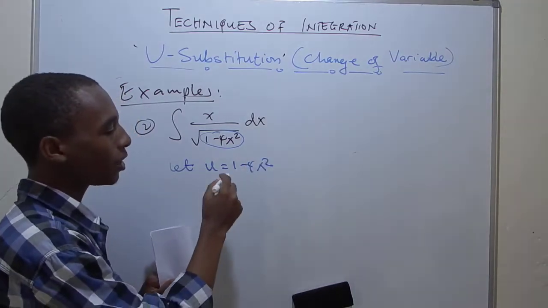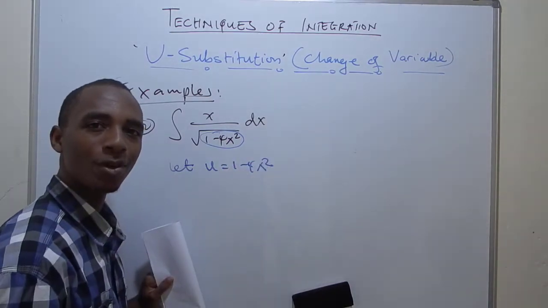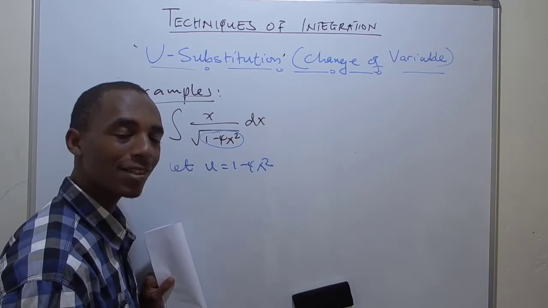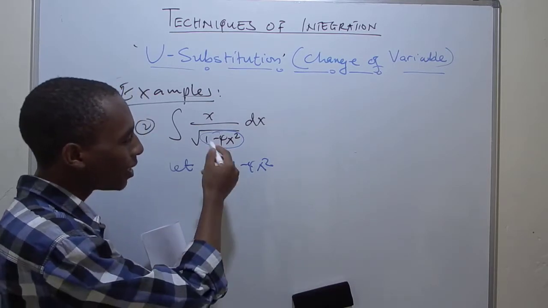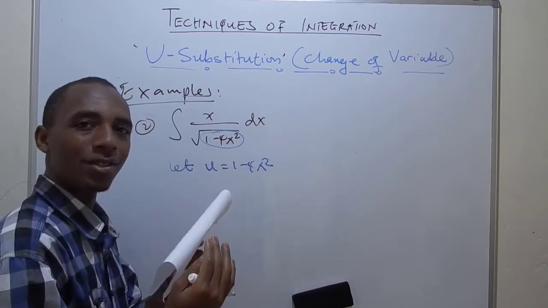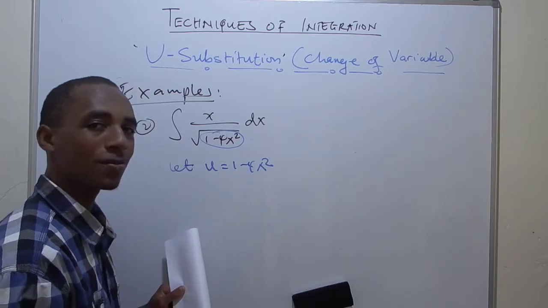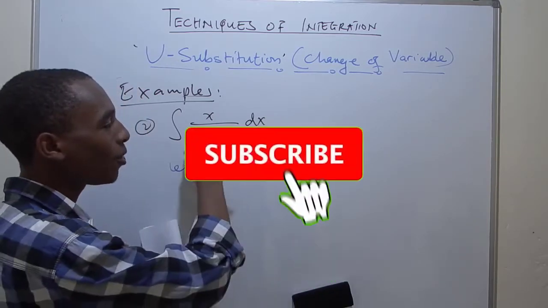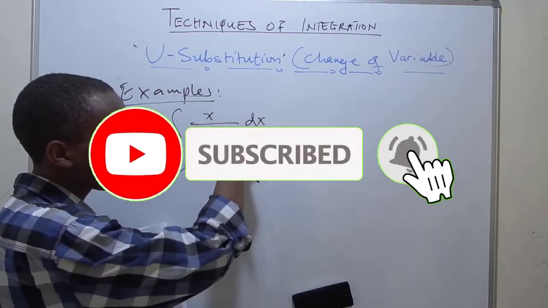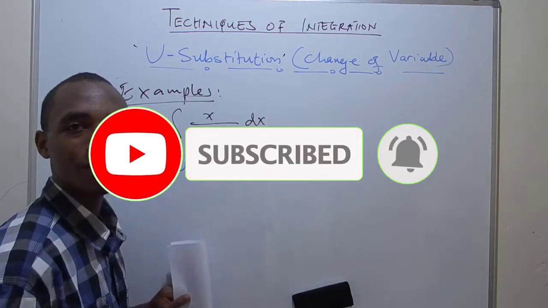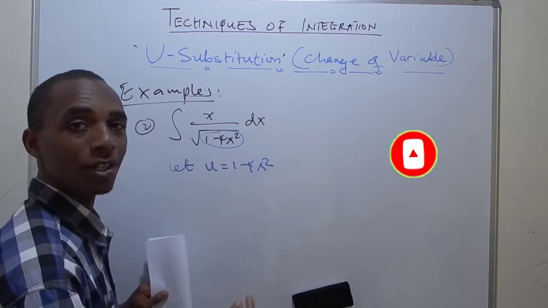Now take note, I don't actually let u be this with a square root because that would complicate things. So for now, we just let the function inside. We started by talking about composite functions. So you don't let the whole composite, but the function that is actually a composite of the other is what you let be u.